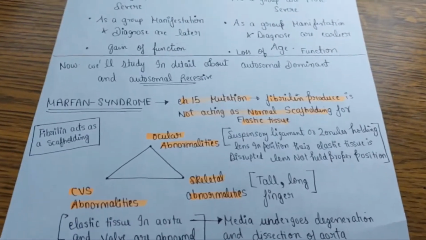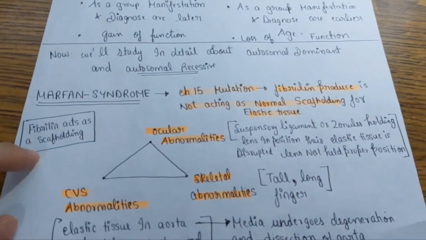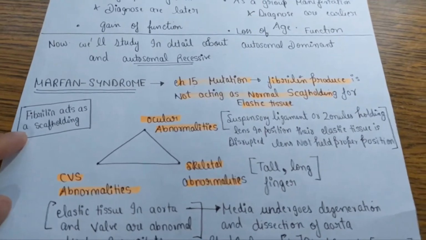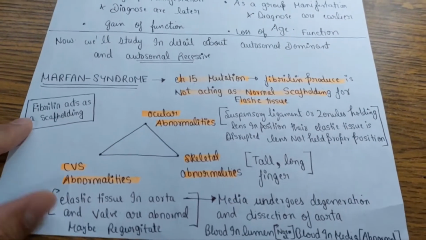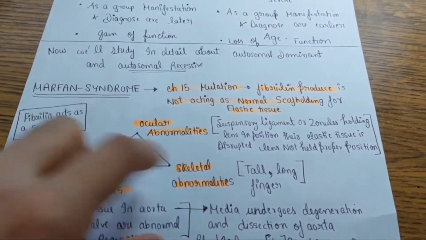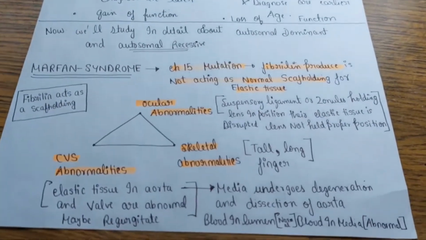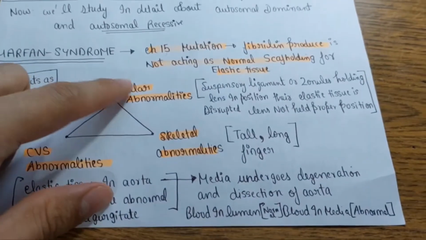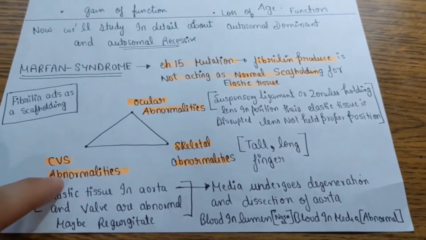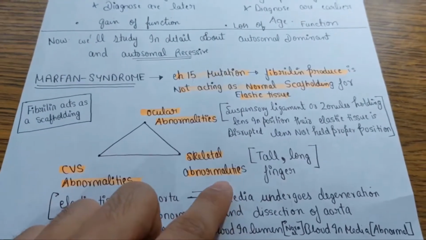So there is a problem with the fibrillin protein, because fibrillin acts as a scaffolding protein for elastic tissue, or elastin. So as a result of Marfan syndrome, we will have three main groups of problems. The first is ocular abnormalities, that is, problems with the eyes; then CVS abnormalities; and skeletal abnormalities.